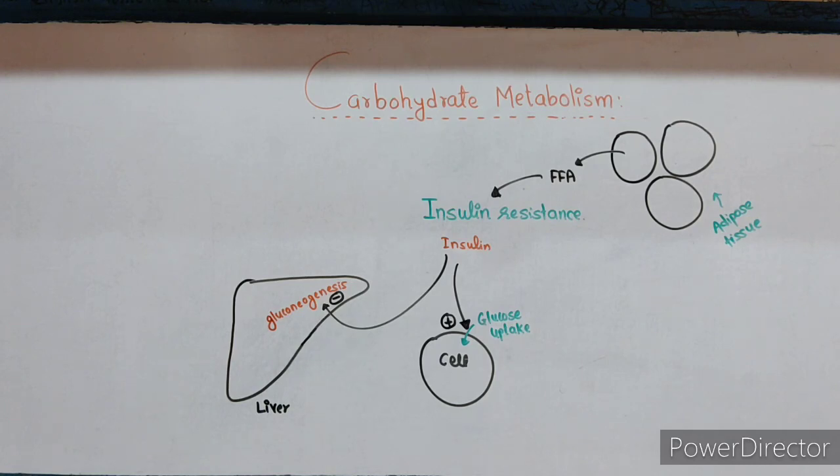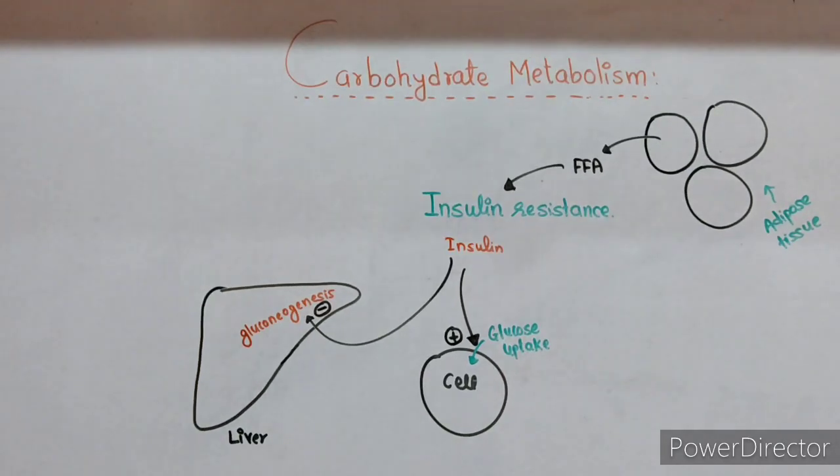Insulin normally does two major functions. First, in the skeletal and muscle cells, it increases the glucose uptake into the cell. Next, in liver, insulin inhibits gluconeogenesis. So now, since there is insulin resistance because of growth hormone, gluconeogenesis will increase to release more glucose from liver into blood, and glucose uptake will be less.